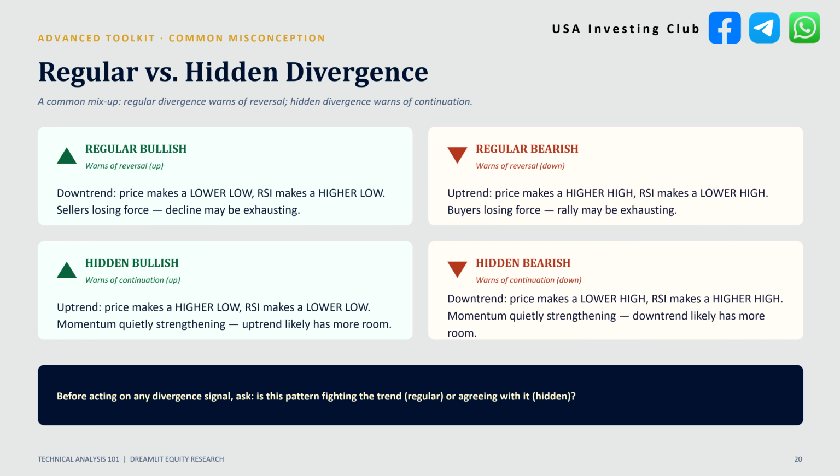Hidden bearish divergence appears inside a downtrend. Price makes a lower high, but RSI makes a higher high. Momentum quietly strengthening within a bounce, warning that the downtrend likely has more room to fall. So before acting on any divergent signal, always ask yourself one question first. Is this pattern fighting the prevailing trend, which makes it regular divergence, or agreeing with it, which makes it hidden divergence? Getting that backwards will lead you to exactly the wrong conclusion.